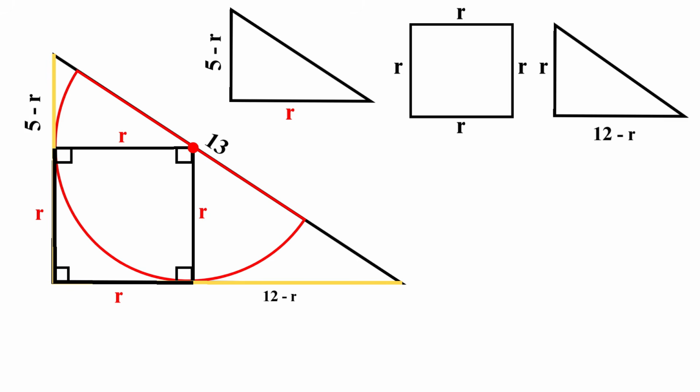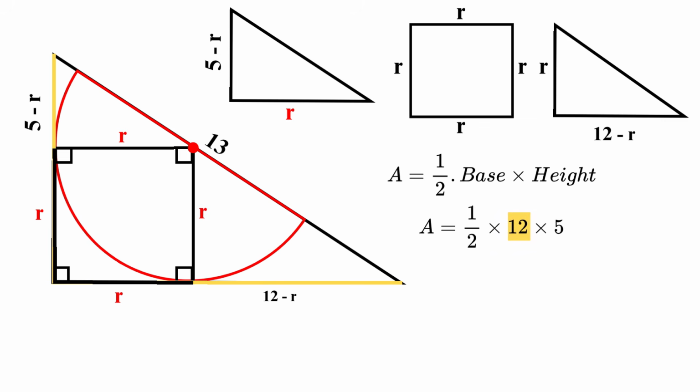Now, first of all, we are going to find the area of the big triangle. We know that the formula for finding the area is 1/2 times base times height. Here, base is 12 units and height is 5 units, so it becomes 1/2 times 5 times 12, which equals 30 square units. Now, we are going to use this area to find our required goal. We know our big triangle is made up of 3 smaller shapes, and by adding their areas, it equals 30.